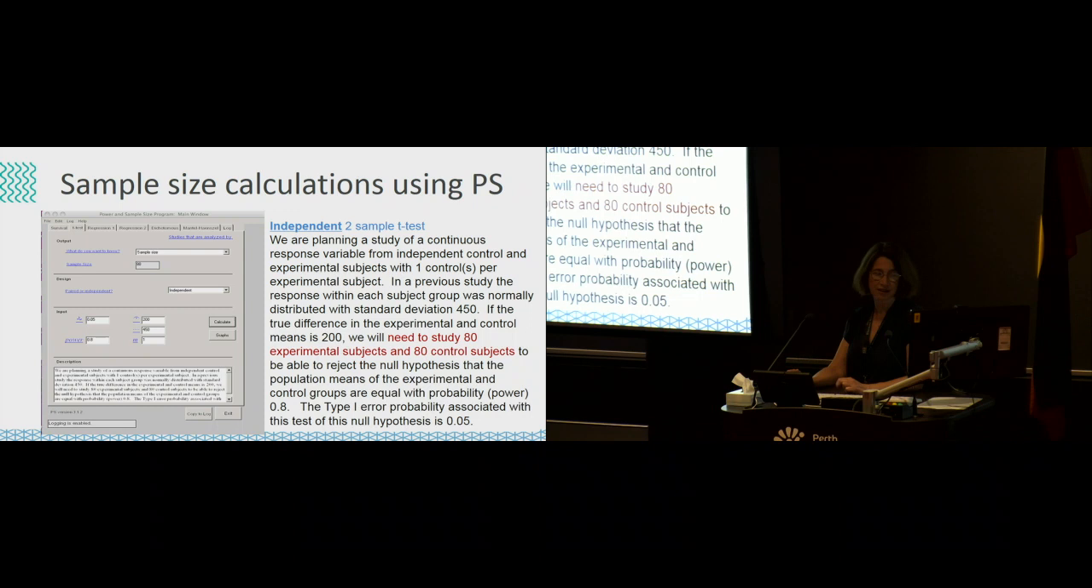So as you can see from the written text there, it says we're planning the study, continuous response, one control for every intervention. It tells you it used the standard deviation of 450. It looked at the difference is 200, it's an absolute difference. And it tells you exactly how many subjects are needed in the experimental arm and in the control arm.